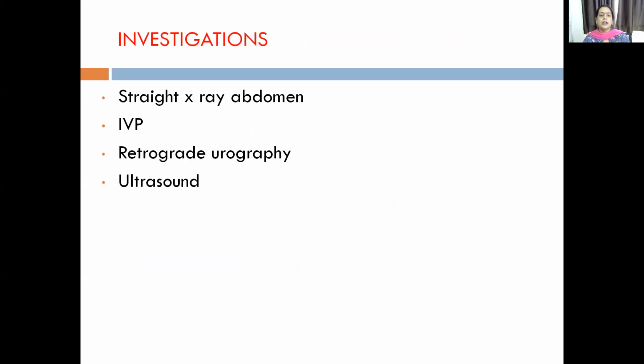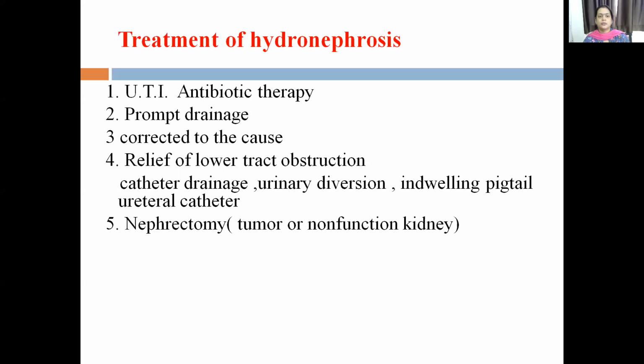Investigations: X-ray, IVP, retrograde urography, and ultrasound. So how do you treat? Antibiotics, you treat the infection if the UTI is causing the damage, or prompt drainage should be provided for the urine so that if there is an obstruction or something, you can correct the cause.